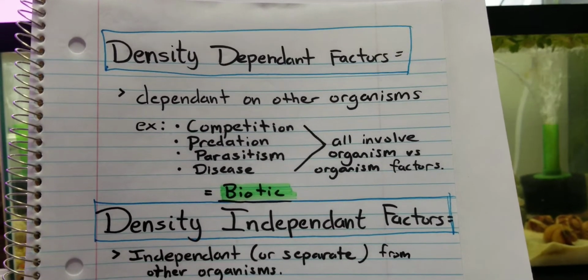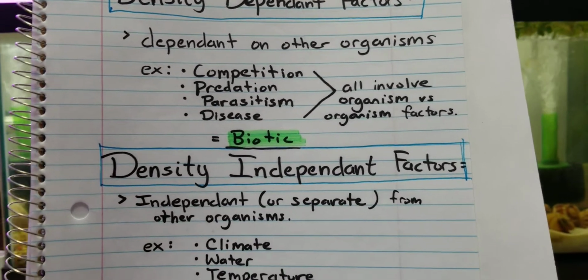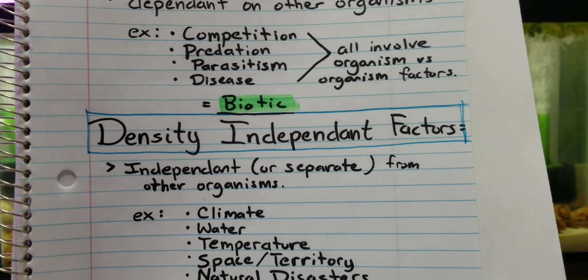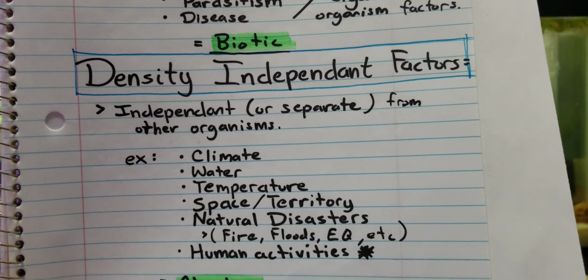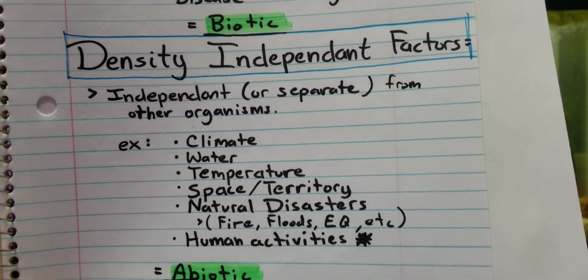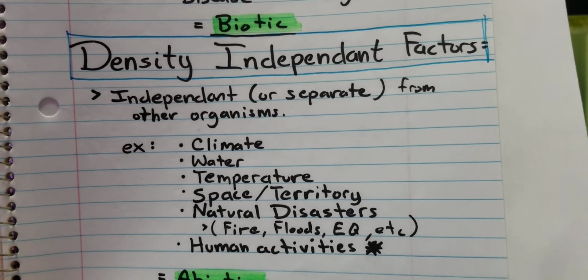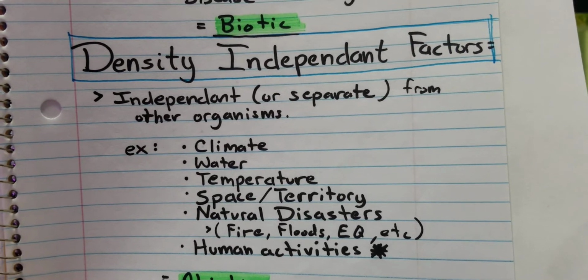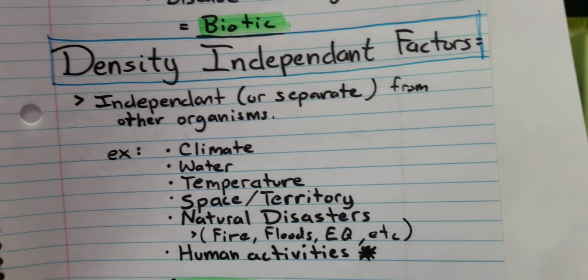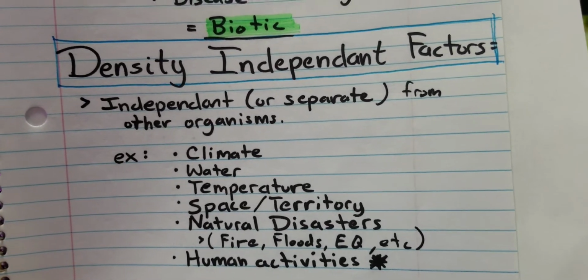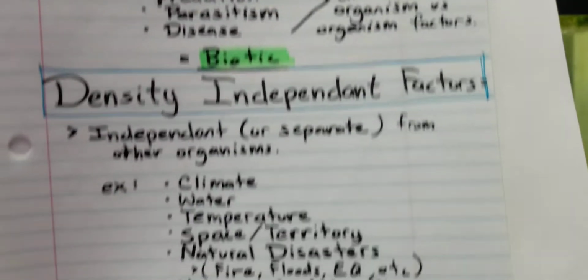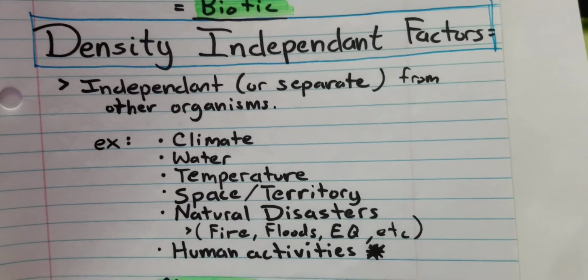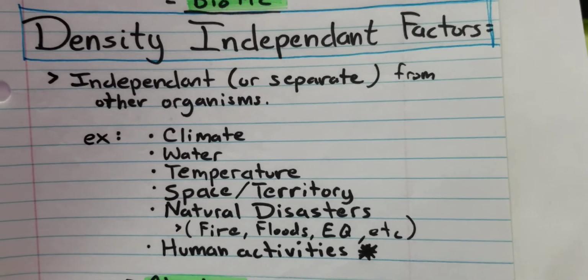These are independent or separate from other organisms. These are examples: climate, water, temperature, space or territory, natural disasters, fire, floods, earthquakes, etc., and human activities. You'll note there's a little asterisk beside that. Sometimes human activities are density dependent. Things like mosquitoes. The more people there are, the more food they have. So in that case, we would be density dependent. But for the most part, the stuff that humans do in an environment falls under this category.